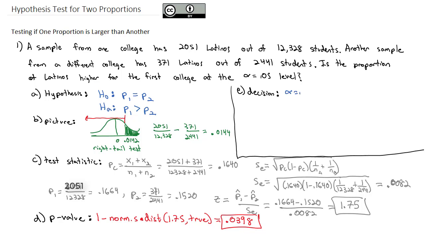We said alpha was 0.05. We said our p-value was 0.0398. This p-value is smaller than the alpha. It's gone beyond the reasonable doubt. Too little evidence in support of the null hypothesis. And so we can reject the null hypothesis because we have a small p-value. Which leaves us to our final interpretation.